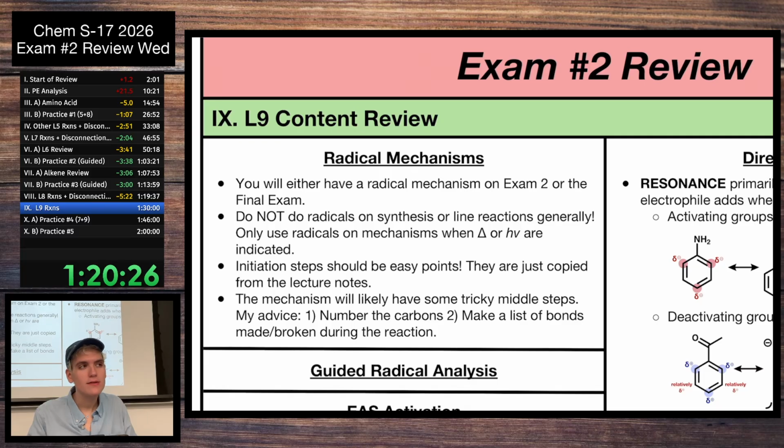Other things. You don't have to draw termination steps, but you do have to draw initiation steps. So those first steps with HBr, ROOR, all the things, and when you're making your own radicals, that should be easy points that you are locked and loaded on, and you can do the initiation in like 20 seconds, and then you can do the actual harder mechanism.